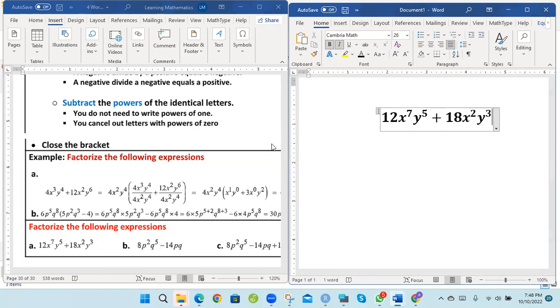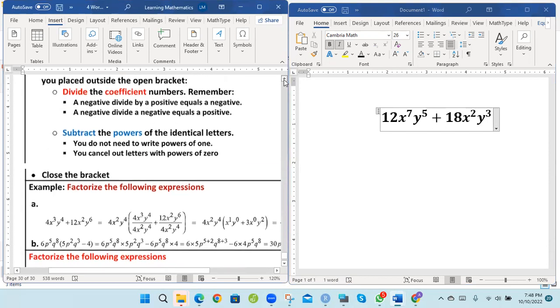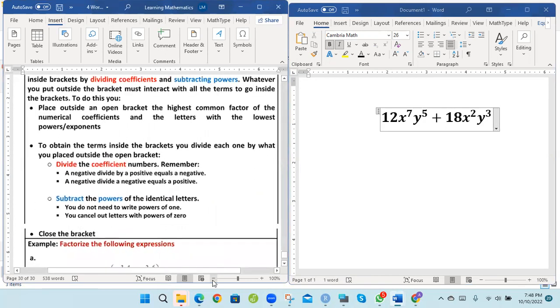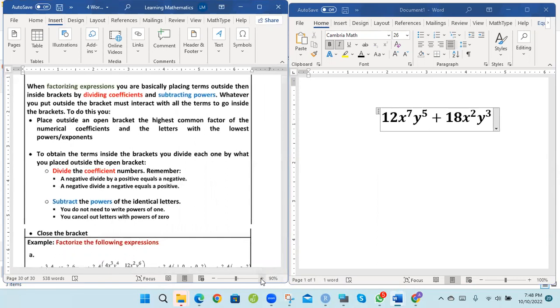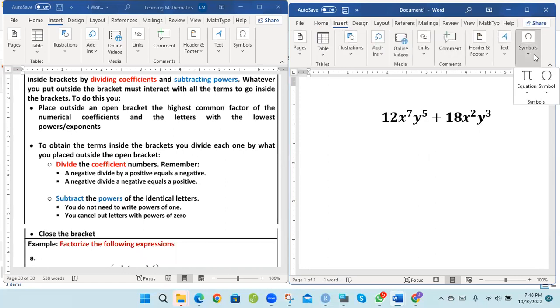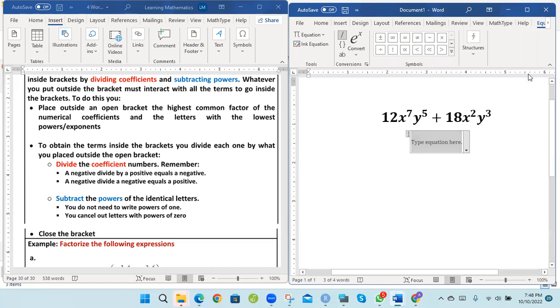Now let's go back to the rules. If you do this a couple of times, it will become second nature. It says place outside an open bracket, so we have to create a bracket right away. Our first step is to create an open bracket. And outside of this bracket, on the left side of it, you look at the numbers, you look at the coefficients first and foremost. We're looking at 12 and we're looking at 18.